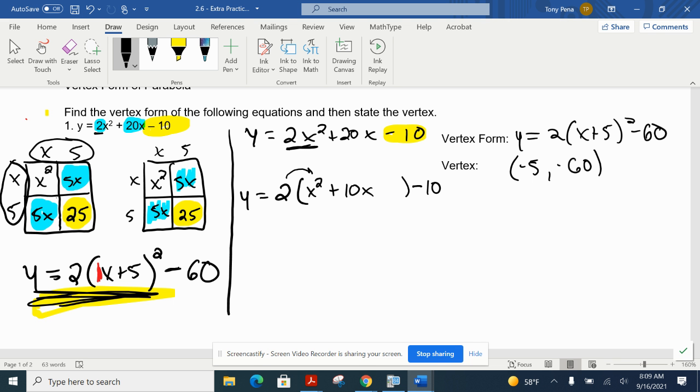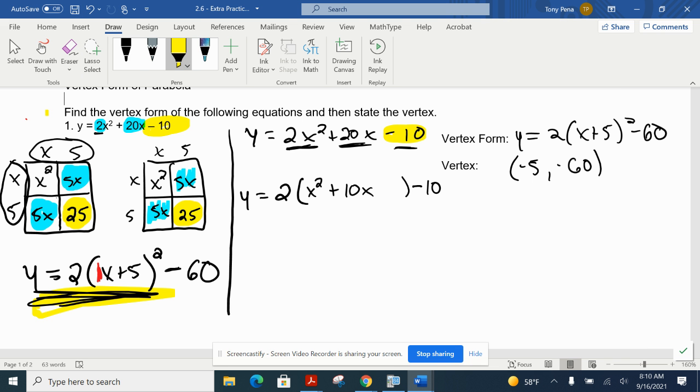Don't I still have a 2x squared if I were to distribute here? Still got a 2x squared. I start with a 20x. If I were to distribute this, 2 times 10 is still going to give me this 20x. And then I still have the negative 10 at the end. So this right now is the exact same thing that I started with, just written differently. These are identical to each other.